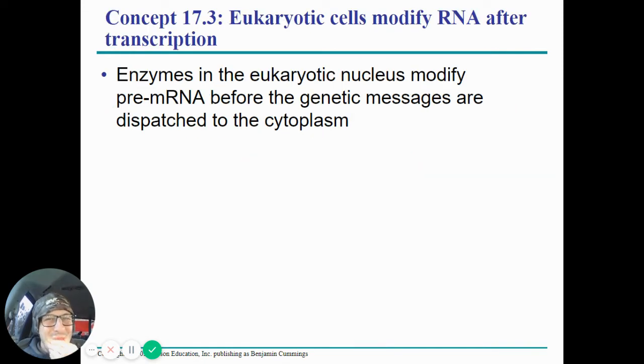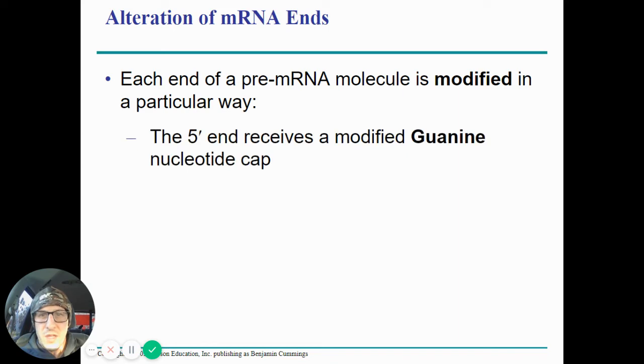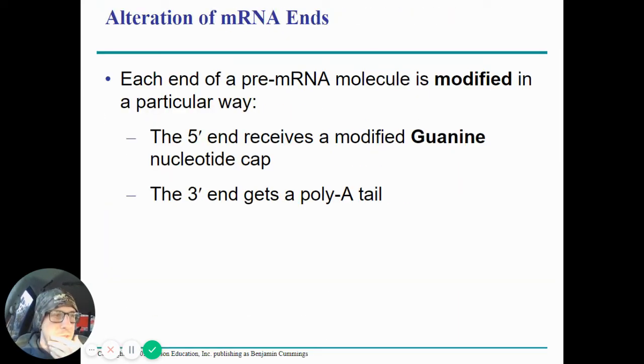And section 3 gets into a process known as RNA modification. Okay, eukaryotic cells modify RNA after transcription occurs. That's why in some of the diagrams we've seen, they refer to the freshly created RNA molecule as pre-mRNA because it hasn't been modified yet. So there are enzymes in the eukaryotic nucleus that will modify the pre-mRNA before the genetic messages are dispatched or sent to the cytoplasm. Okay, so let's talk about what happens to the RNA before it is actually sent out to the cytoplasm for translation.